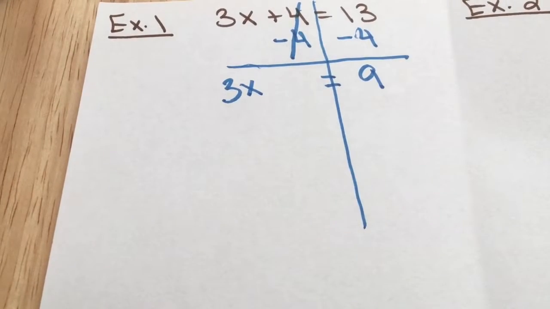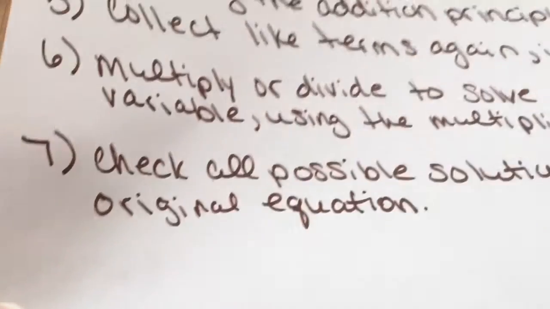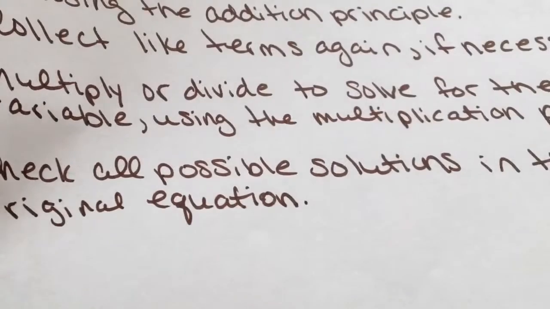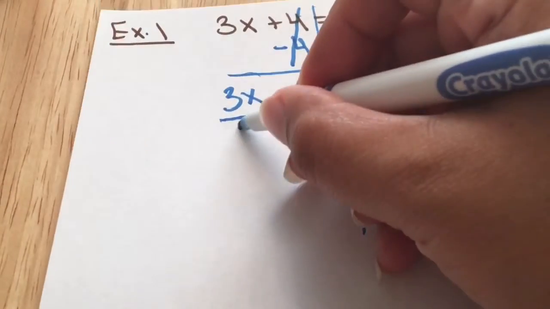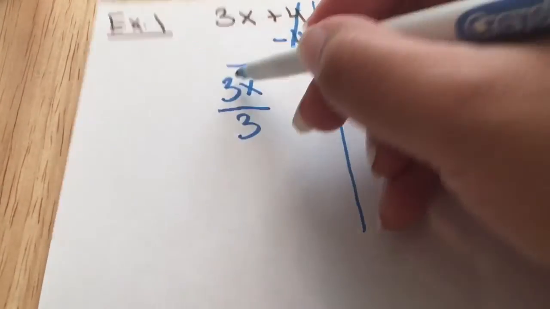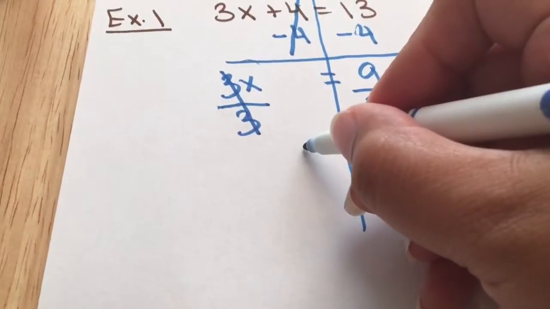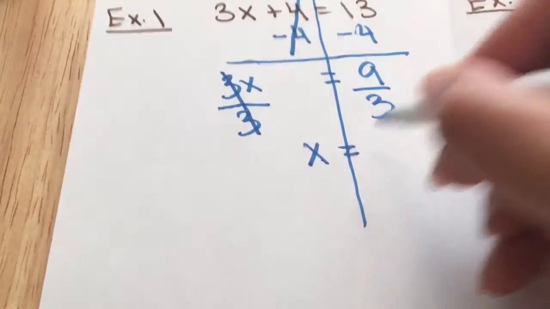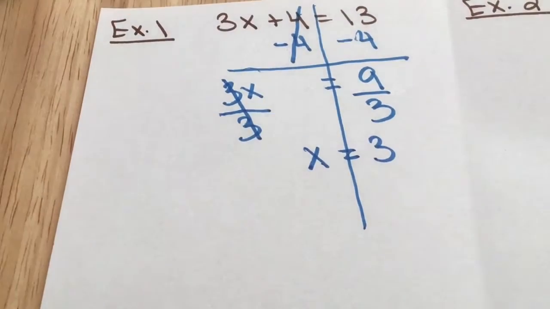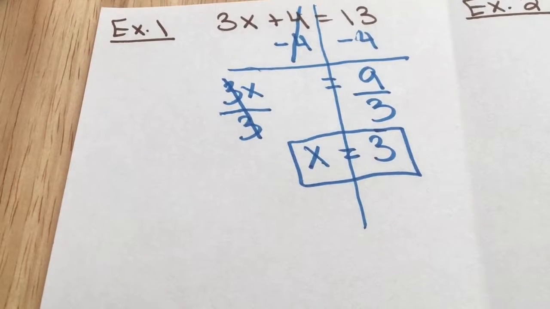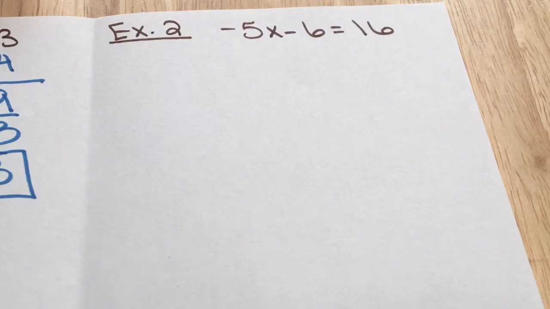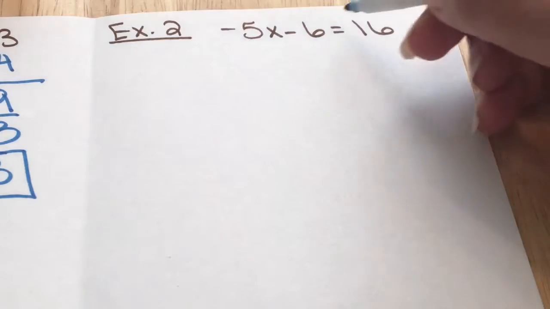We don't need to collect terms again, so we can skip step 5. Then step 6 says to multiply or divide to solve for the variable using the multiplication principle. We saw that in the last video. So we have 3x equals 9. We're going to go ahead and divide both sides by 3. 3 divided by 3 is 1x, or just x, and 9 divided by 3 is 3. So we have solved this equation and x is 3. We are done.